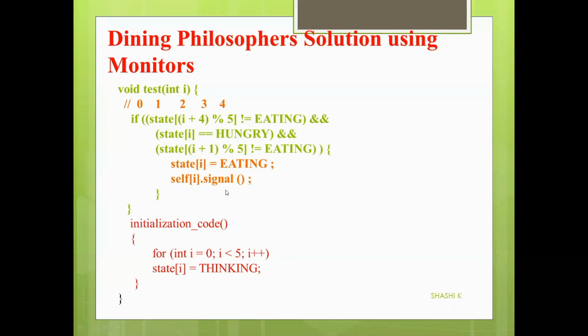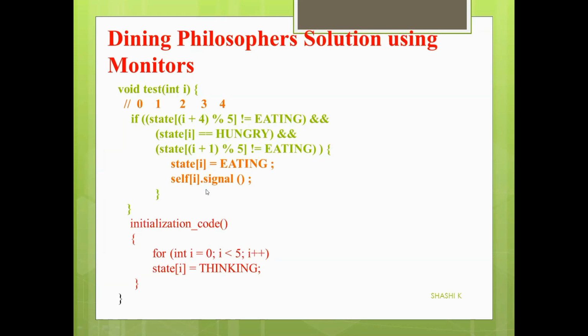What will the signal operation on a condition variable do? Self is a condition variable. This signal operation will resume the execution of one blocked process. But initially, if all the processes are in the thinking state, no process would be blocked. So in case any process has been blocked, waiting for the chopstick, it will resume the suspended philosopher. That's why we have self of I dot signal here.